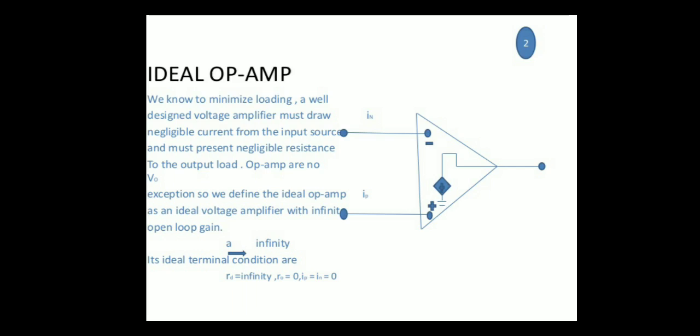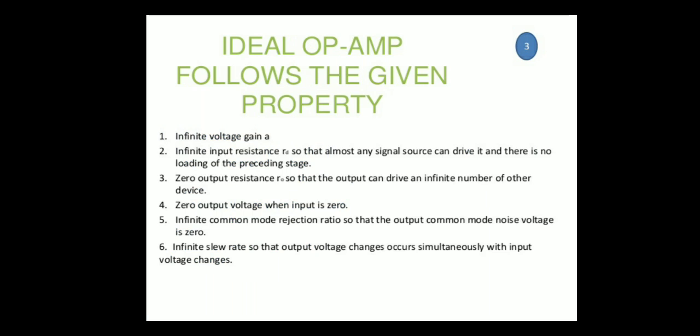Ideal op amp. For every material we have an ideal case. For every circuit we have an ideal case. An op amp is ideal when it follows the following characteristics. First, infinite voltage gain, and second, infinite input resistance. The output resistance must be 0. Output voltage must be 0 when the input is 0, and infinite common mode rejection ratio. Slew rate must also be infinite.